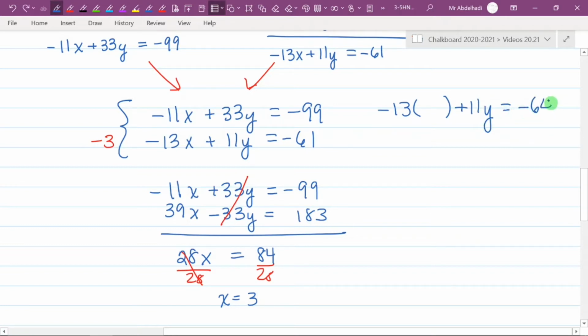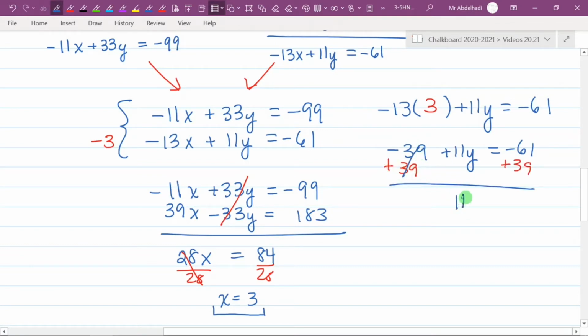And I know that x is what? X is 3. Put that in there. So that becomes negative 39 plus 11y equals negative 61. And you can see this equation only has one letter in it, and I can solve. Well, I'm going to add 39 to both sides. This goes bye-bye. This becomes 11y equals negative 22. Then divide both sides by 11, and we get y equals negative 2. 2 down, 1 to go.